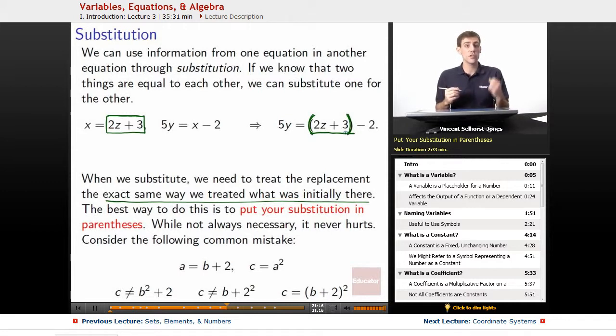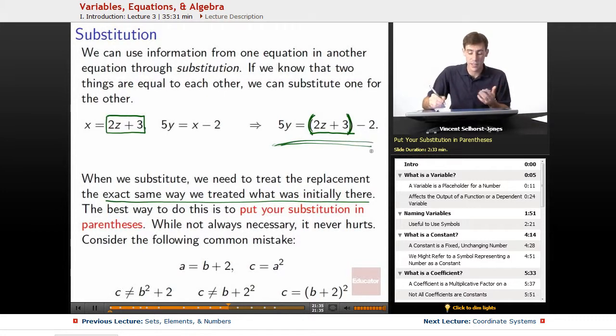The best way to do this is always to just put your substitution in parentheses. It won't always be necessary. For example, on that 5y equals 2z plus 3, we didn't actually have to put it in parentheses there, but it will never cause us to make a mistake. It's never going to hurt us, right? Quantity 2z plus 3 is just the same thing as 2z plus 3 in this case right up here.